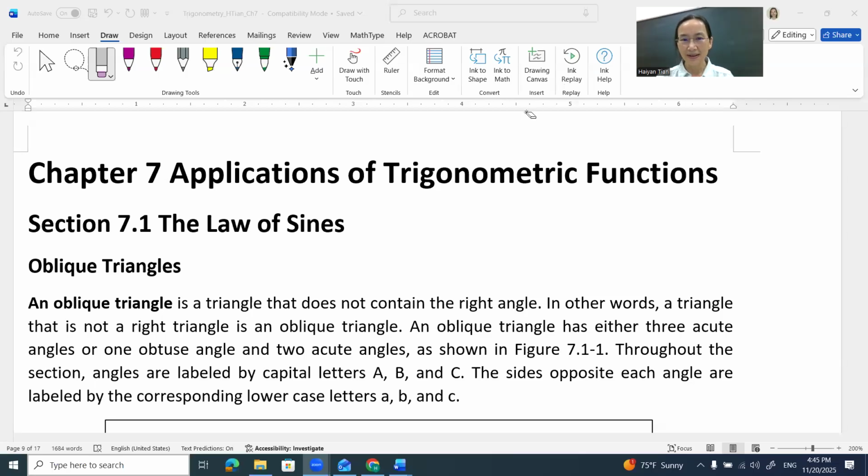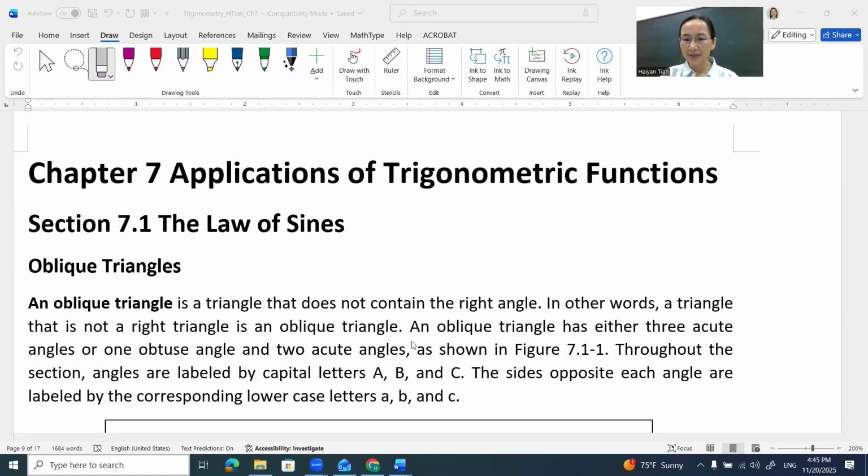Now we focus on additional applications of trigonometric functions. First, let's look at solving oblique triangles. Oblique triangles are not right triangles. As we recall, we have solved right triangles. So if it's not a right triangle, it is an oblique triangle.